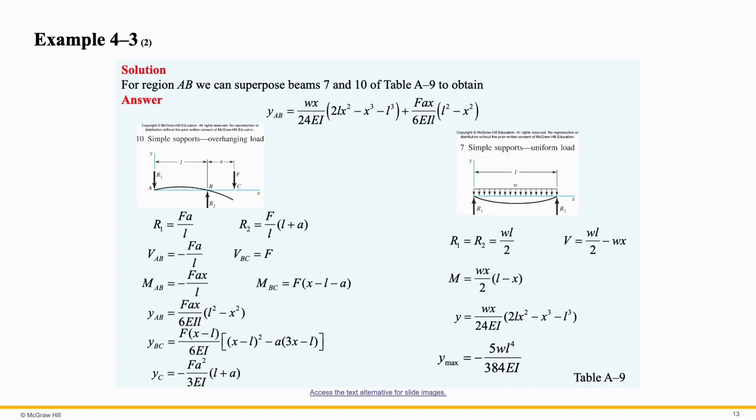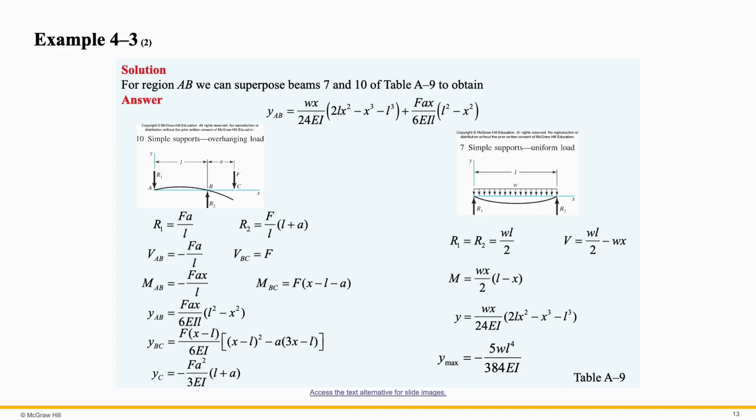So the deflection equation of the AB part is presented here. This is the deflection equation of the BC part, and the deflection at point C, when we substitute x equals L, takes the following form. So this is the impact of this transverse load. These deflections are due to this transverse load.